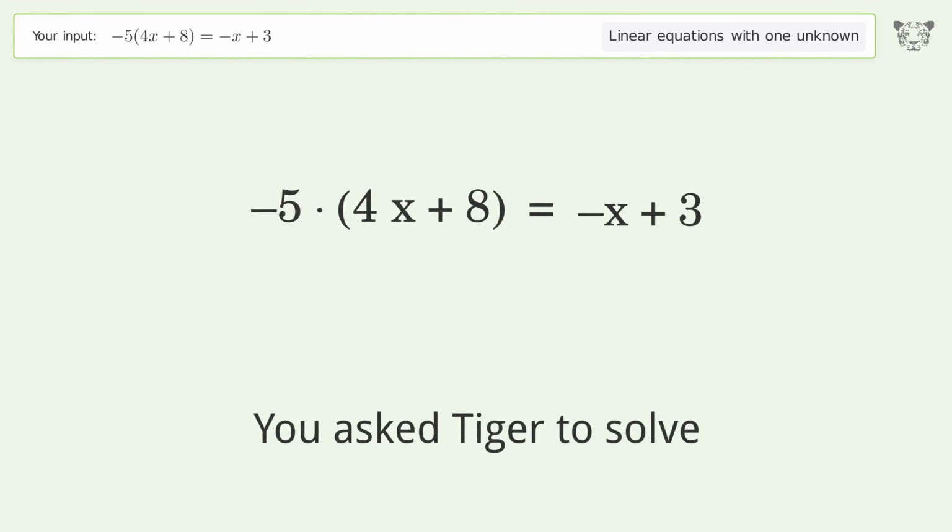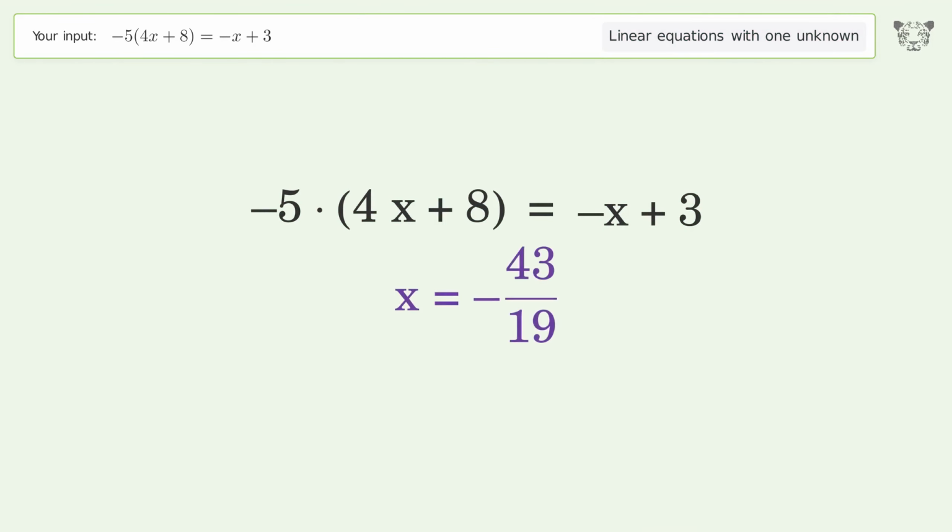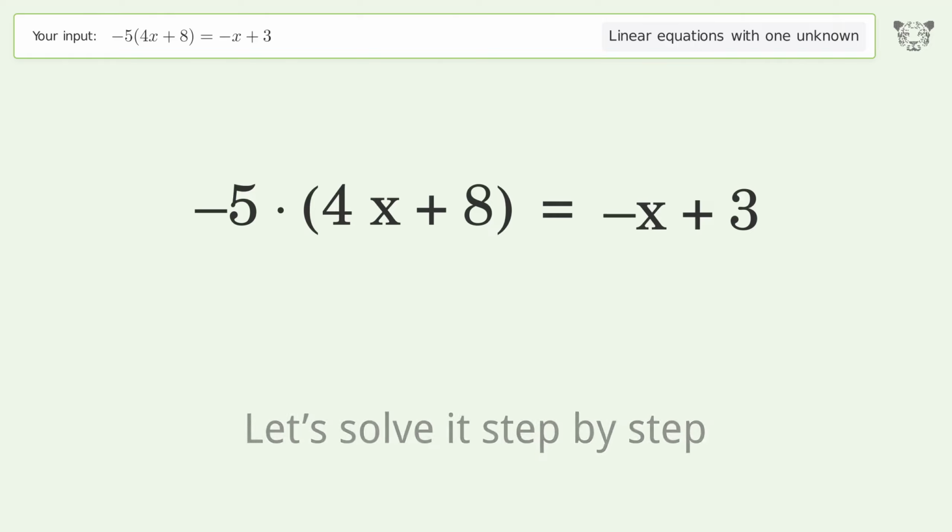You ask Tiger to solve. This deals with linear equations with one unknown. The final result is x equals -43/19. Let's solve it step by step.